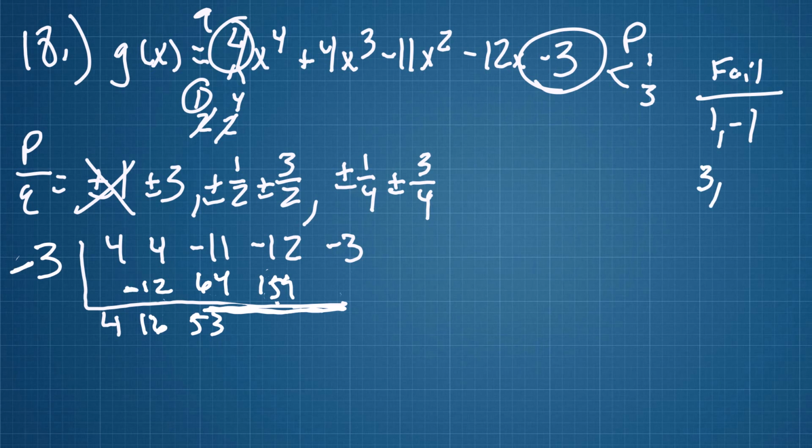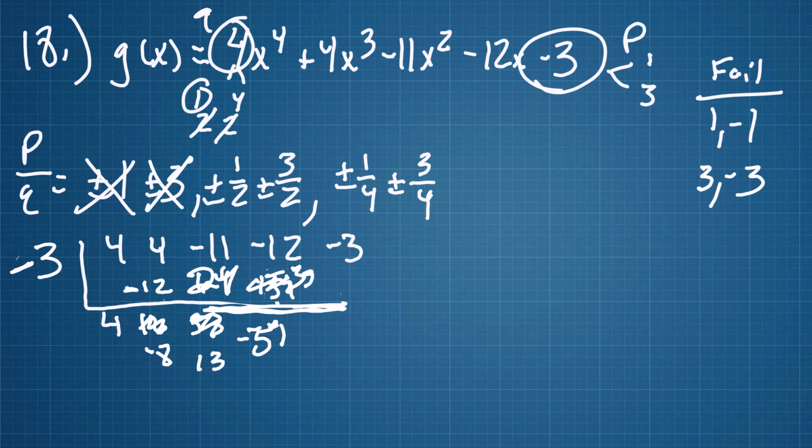Gives me negative 12, gives me negative 8, gives me positive 24, gives me 13, gives me negative 39, gives me negative 51, which is going to give me a really big positive number, which is not going to work. So I know negative 3 is not going to work. So I tried all the whole numbers, so now I have to try fractions.